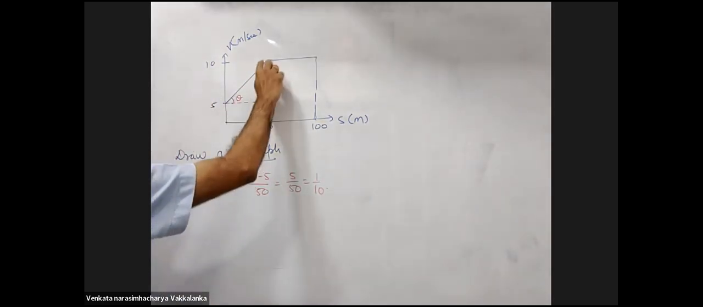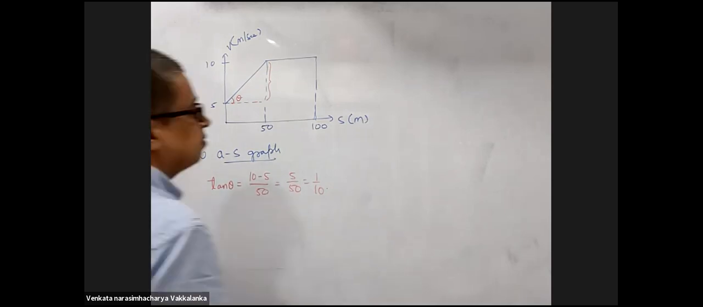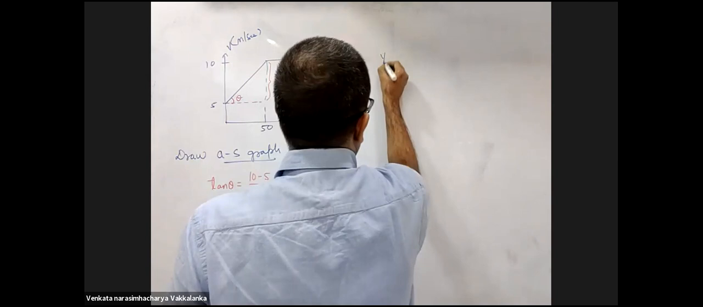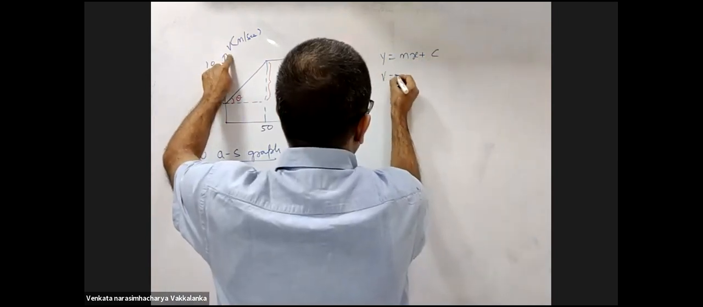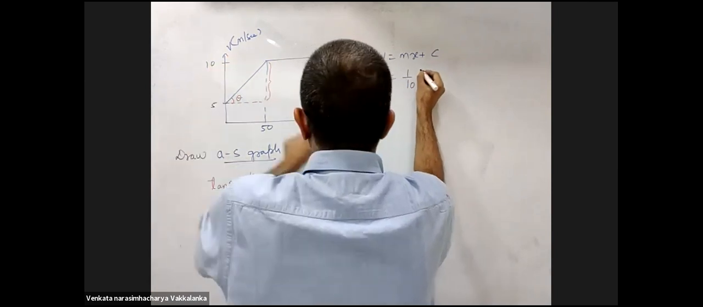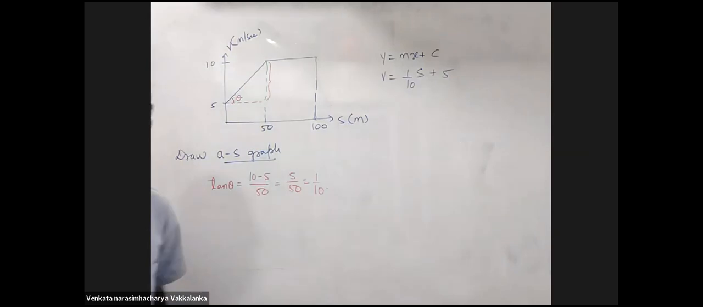Now, slope of the first part of the line is 1 by 10. Agreed? Yes, sir. Y is equal to mx plus c. Y is velocity. Slope is 1 by 10. X-axis is s plus 5. Firstly, this equation all of you must have got.